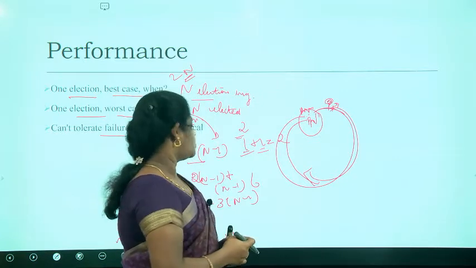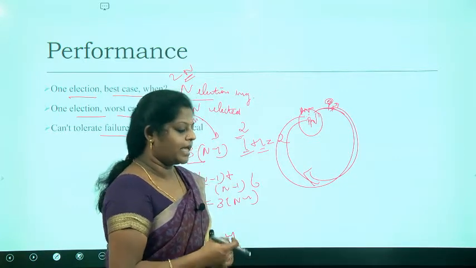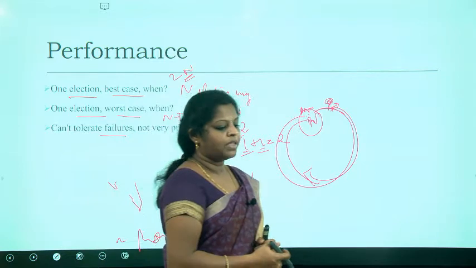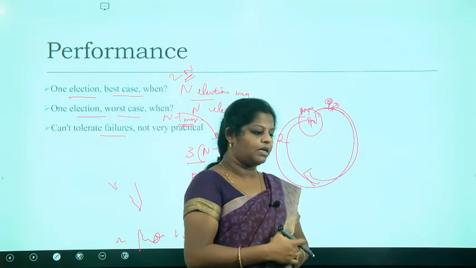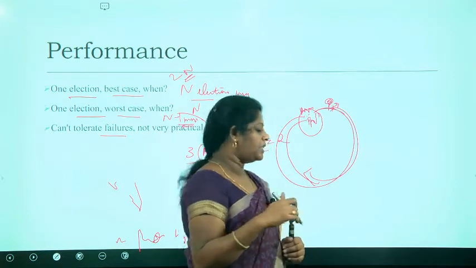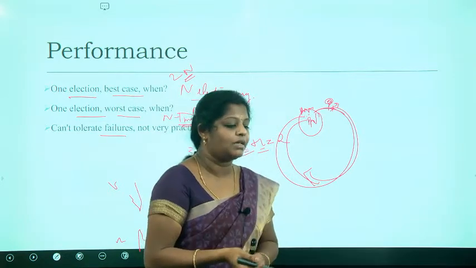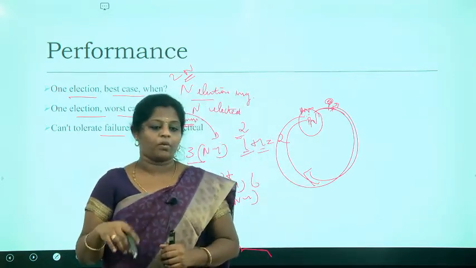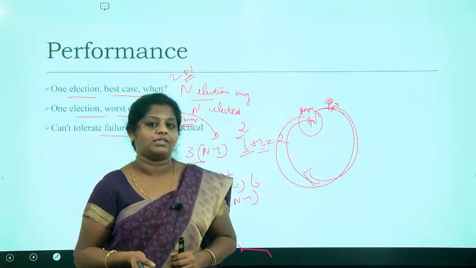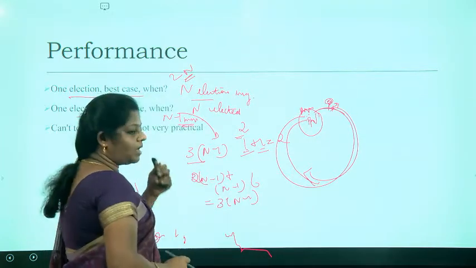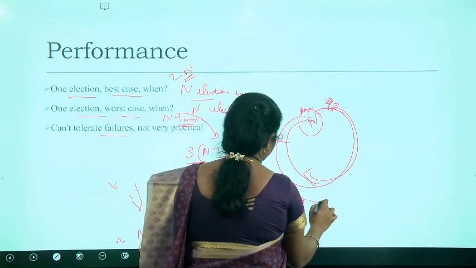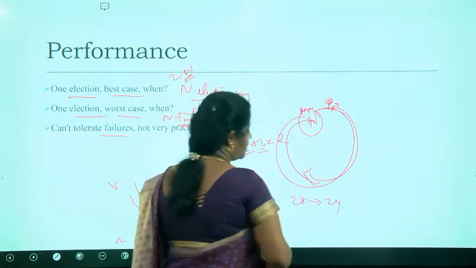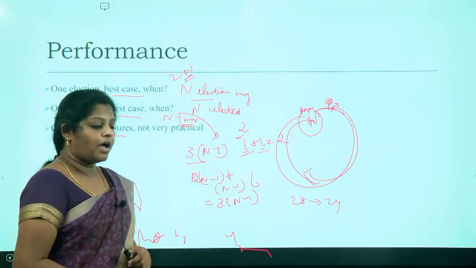That means it can't tolerate failures. Why? Because it's not a practical one. In the example of the ring based algorithm in progress that we showed, the election message currently contains 24, but the process 28 will replace the 24 with its identifier, because it has the highest identifier. We saw in the previous example that 28 replaces 24, because it has the highest identifier.